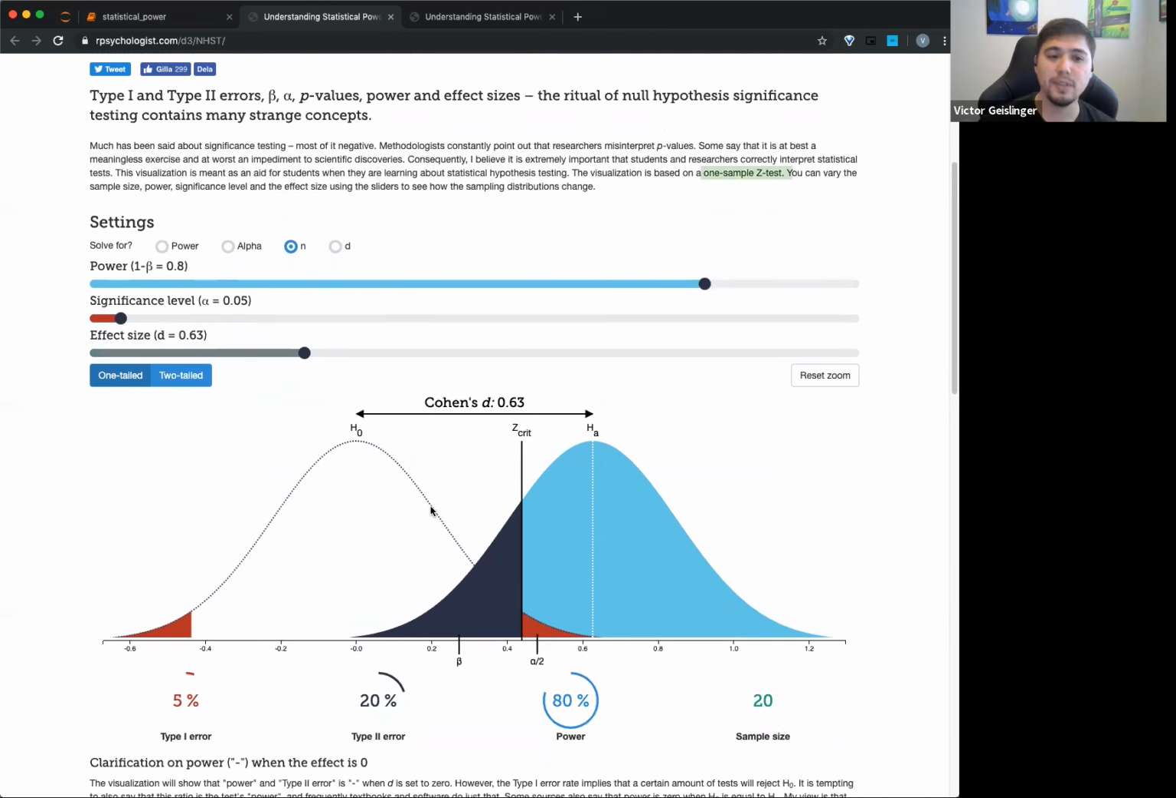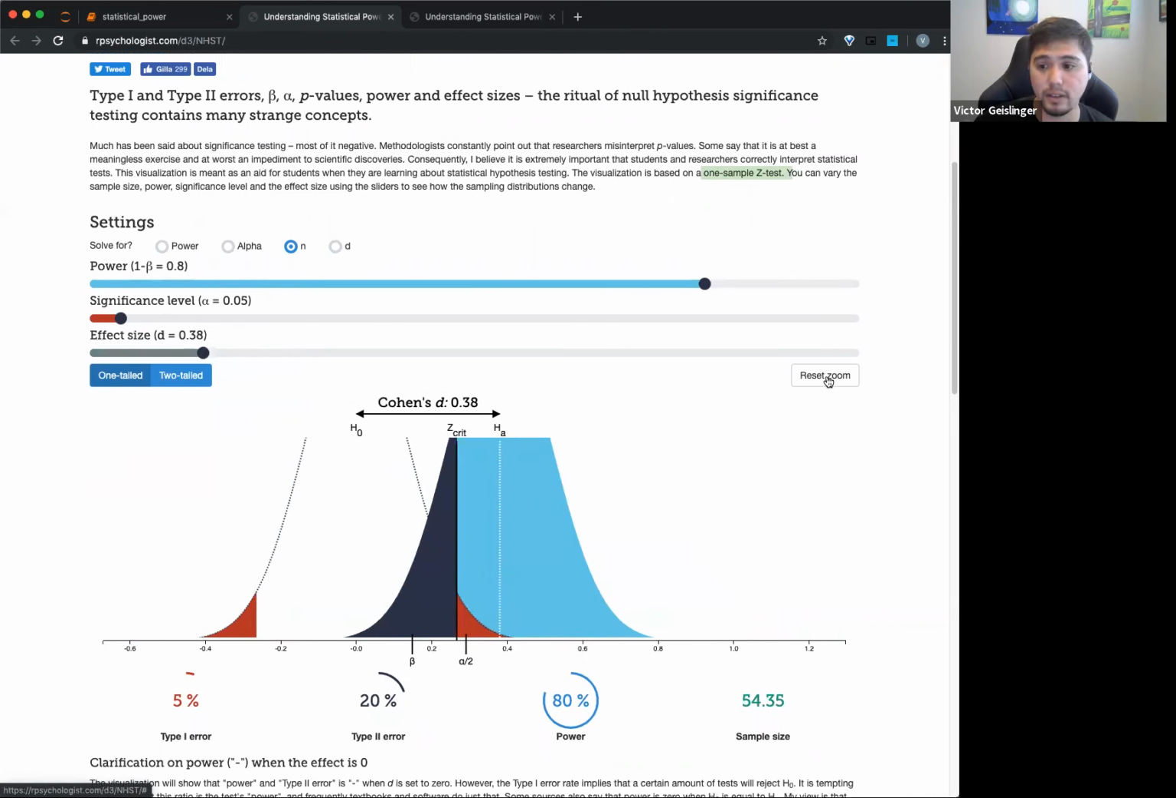So these are like z-tests, but you can imagine a t-test or whatever test you're looking at. So we have our null hypothesis and our alternative hypothesis, right? And so we have these two different distributions. And you can imagine basically, depending on what the effect is, let's say the effect is like this big. Let's reset the zoom.